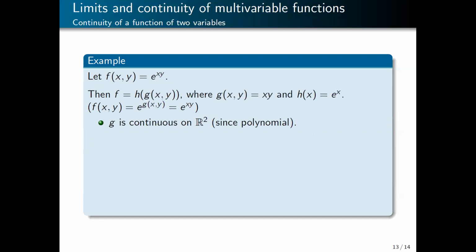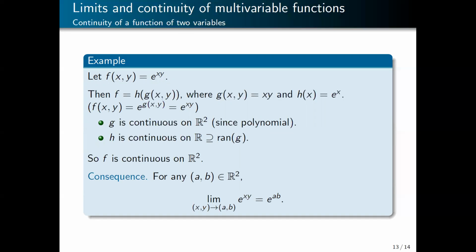The function g is continuous on R2 since it is a polynomial. And the function h, which is the natural exponential function, is continuous on R as you learned in Math 21. So h is continuous on the range of g. And thus, f is continuous at all points in R2. As a consequence, for any point (a,b) in R2, the limit of e raised to xy as (x,y) approaches (a,b) is equal to its value at (a,b), which is e raised to a times b. This is the result that we used in the last example in part 1 of this lecture.